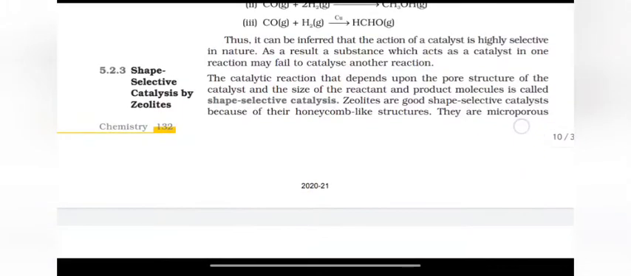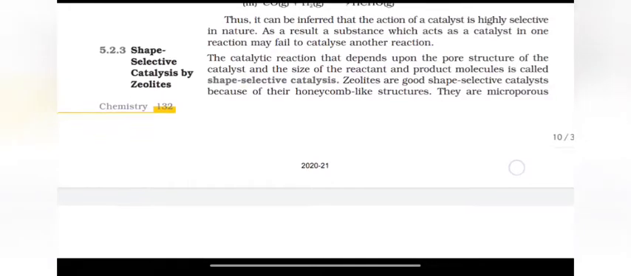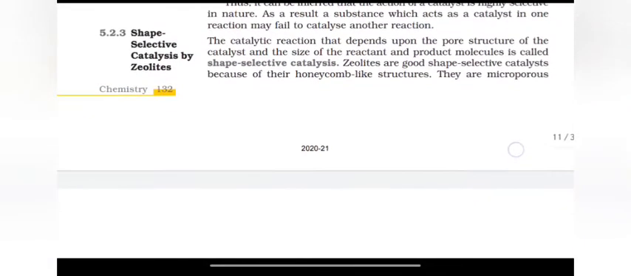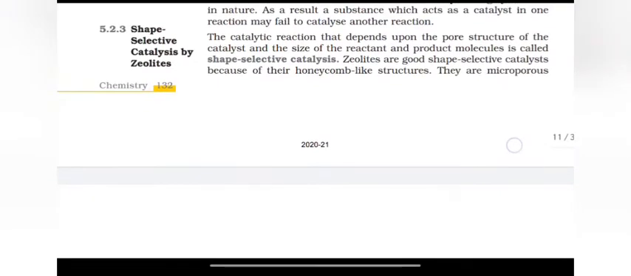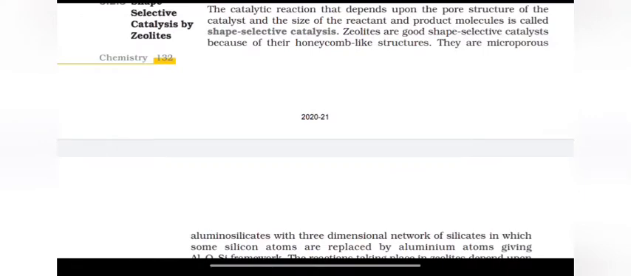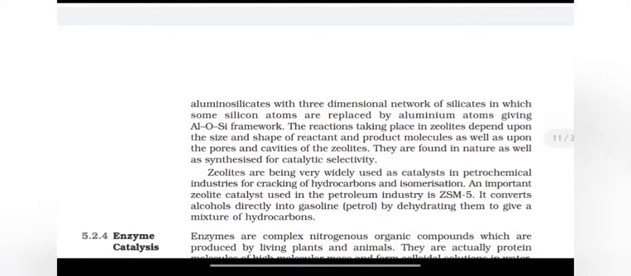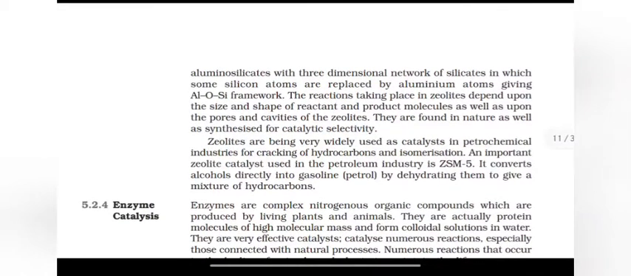Shape selective catalysis by zeolites. The catalytic reaction that depends upon the pore structure of the catalyst and the size of the reactant and product molecules is called shape selective catalysis. Zeolites are good shape selective catalysts because of their honeycomb-like structure. They are microporous aluminosilicates with a three-dimensional network of silicates in which some silicon atoms are replaced by aluminium atoms, giving an AlOSi framework.